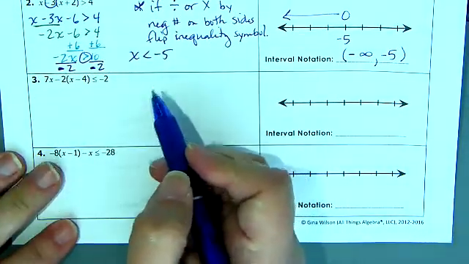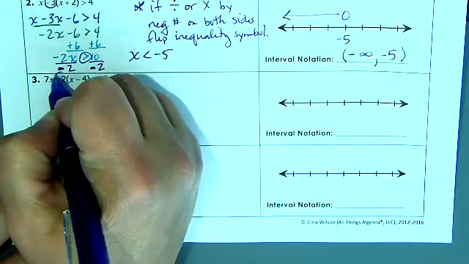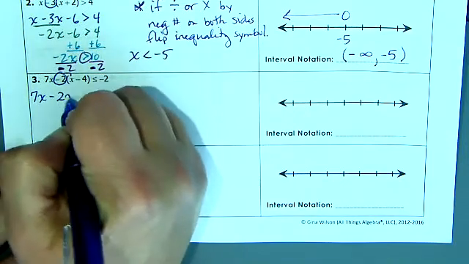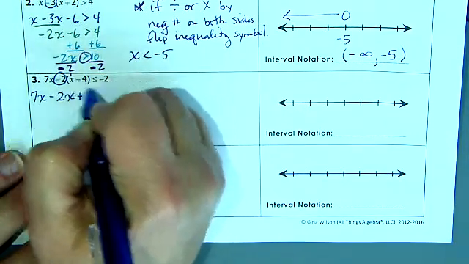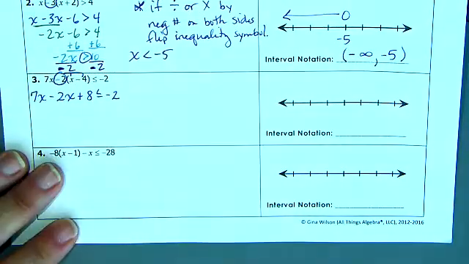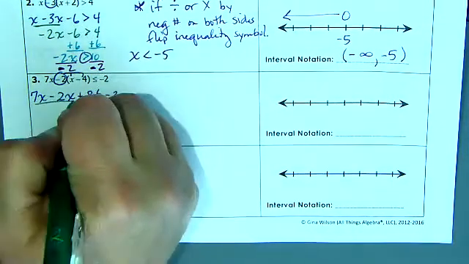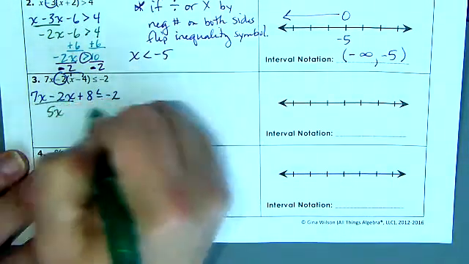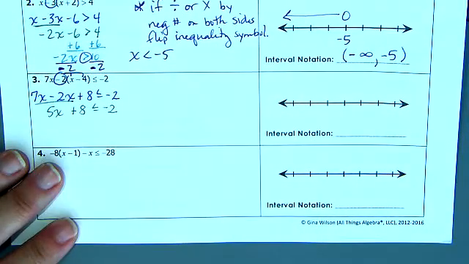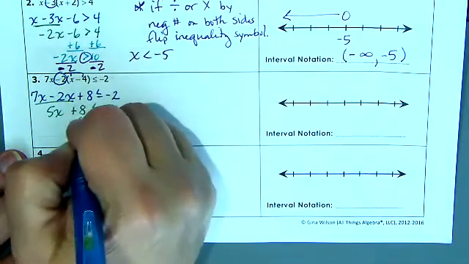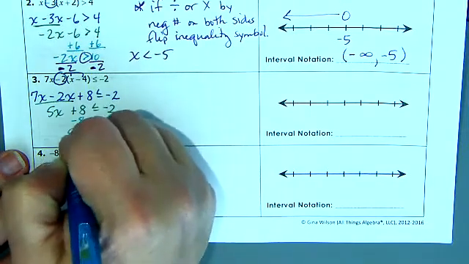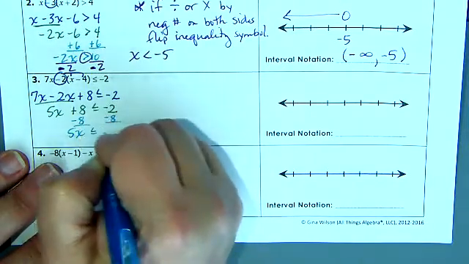Number 3. Again, distribute first. That's a negative 2 that I'm distributing. So I'm going to now have 7x minus 2x plus, because that's a negative 4, negative 2 times negative 4, plus 8 is less than or equal to negative 2. Combine my like terms, and I have 5x plus 8 is less than or equal to negative 2. Subtract 8, subtract 8. 5x is less than or equal to negative 10.